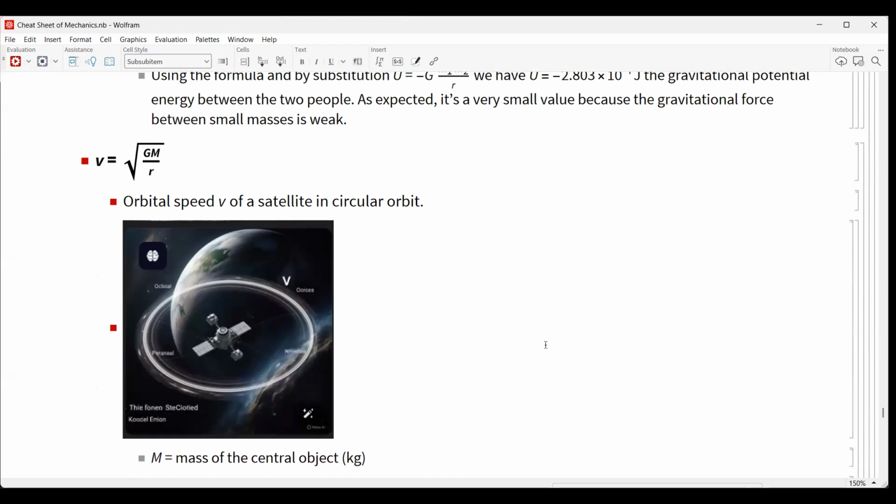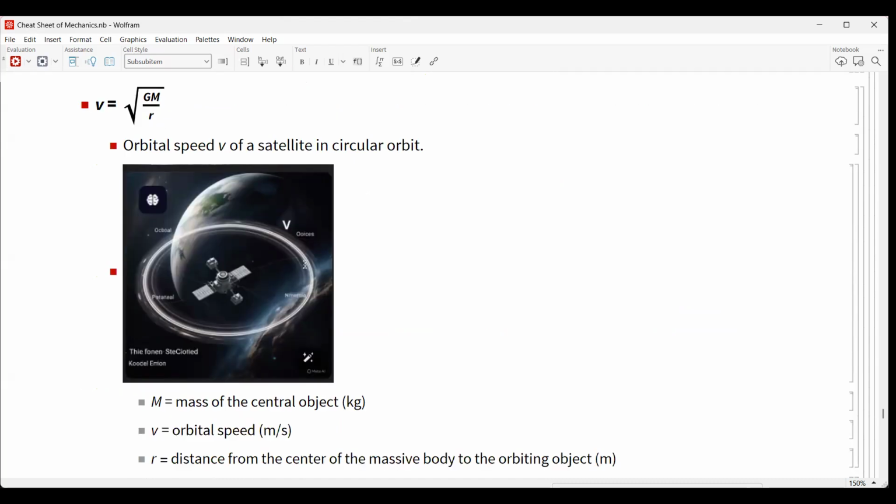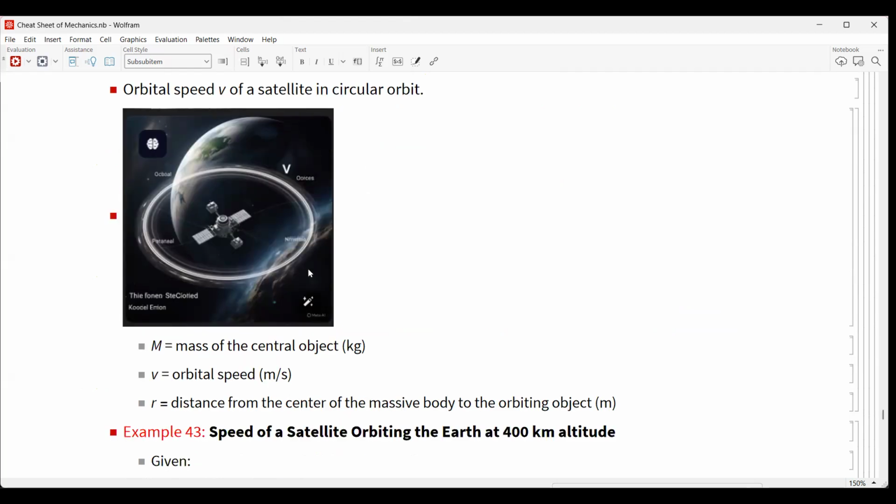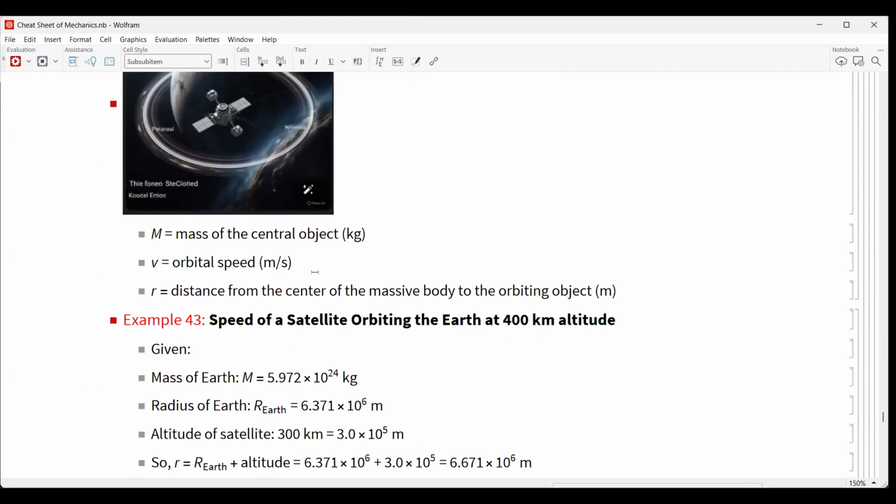Right. So we have the gravitational speed of a satellite in circular orbit. So we have the equation here. The formula to use is the square root of the product of the gravitational constant and the mass of the Earth over R, where R is the distance from the center of the massive body to the orbiting object. Okay. The speed of a satellite orbiting the Earth at 400 kilometers altitude.